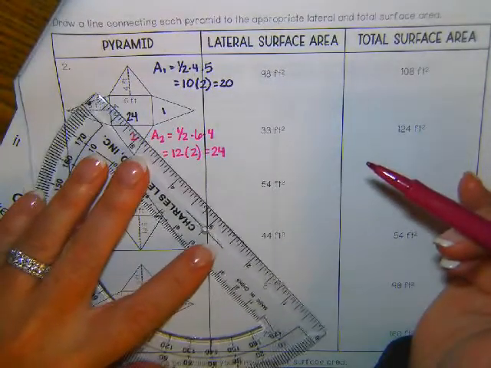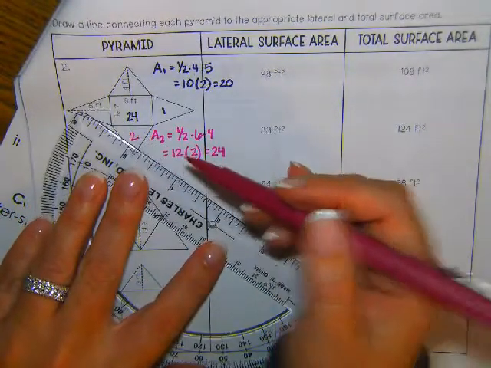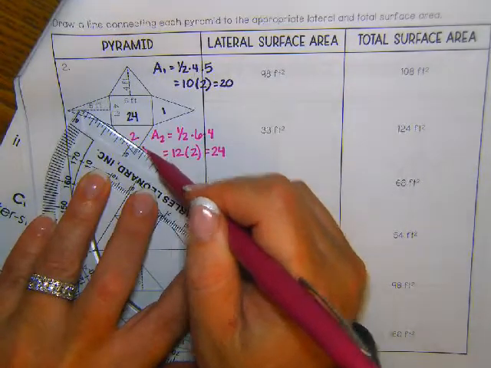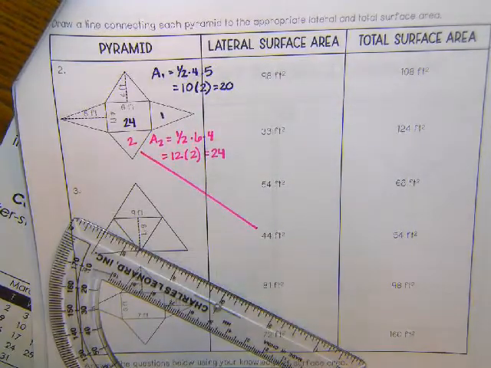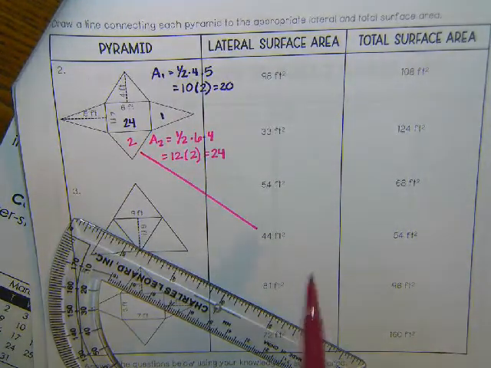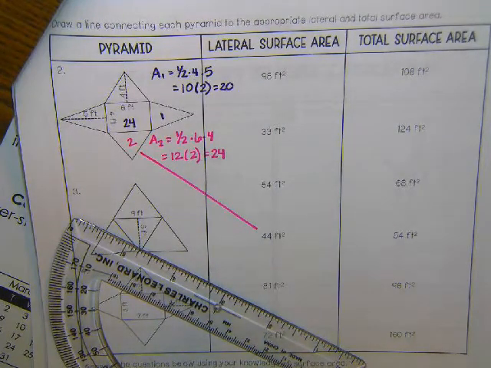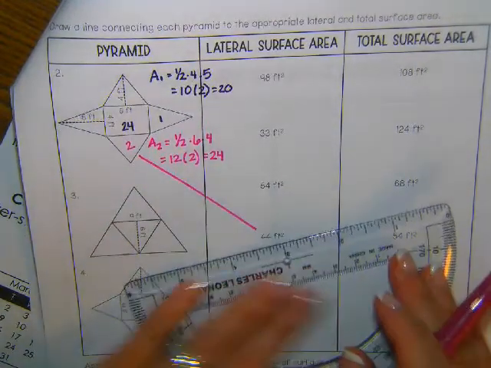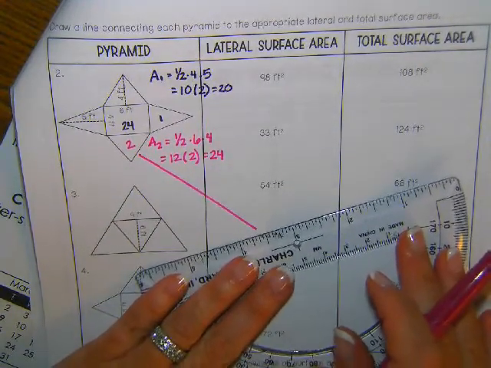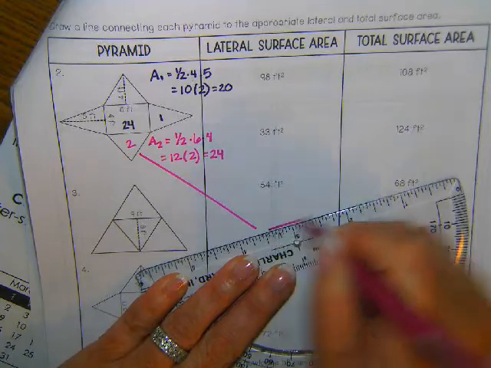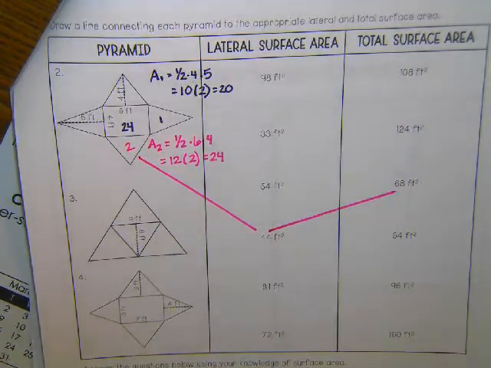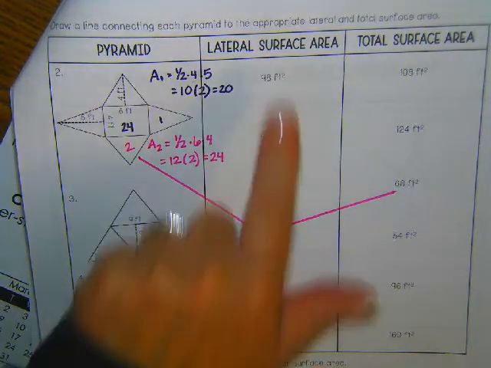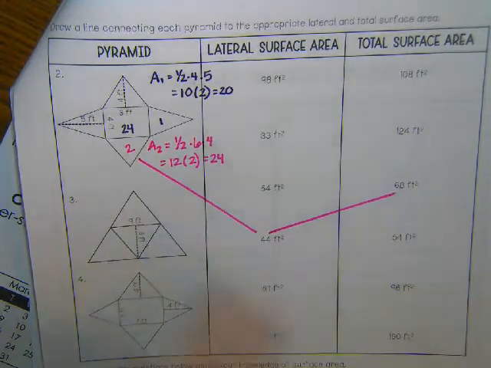So we're just going to draw a line from here to here. What is my total surface area now? Trevor? 68, because now we have to add that base. Any questions on the difference between lateral surface area and total surface area?